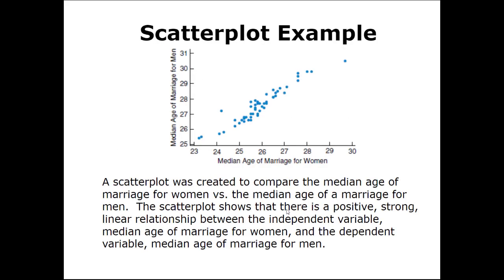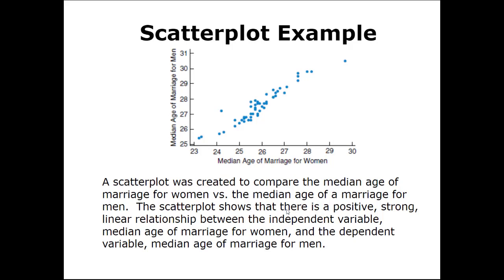So let's look at an example here. Here's a scatterplot that is comparing the median age of marriage for women as the independent variable versus the dependent variable median age of marriage for men. What we can say is that a scatterplot was created to compare the median age of marriage for women versus the median age of marriage for men.